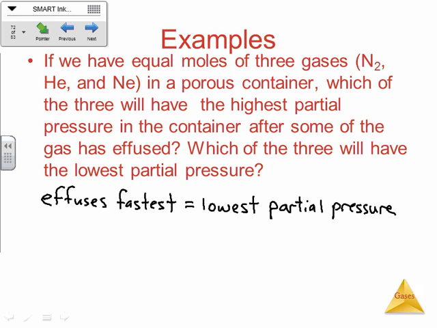All right, so the one that's going to effuse the fastest here is the smallest, which obviously is going to be helium, okay? So helium would have the lowest partial pressure. And then the one that would have the highest partial pressure, I'm kind of answering this backwards here, is going to be the one that's the biggest. Okay, neon has a molar mass of 20. N2 has a molar mass of 28. So that's going to be our highest. So the highest partial pressure is the N2. And it's just based on their size. Now that's the kind of question that I would expect you to see on the AP exam.